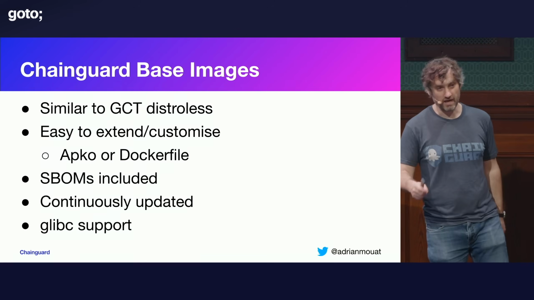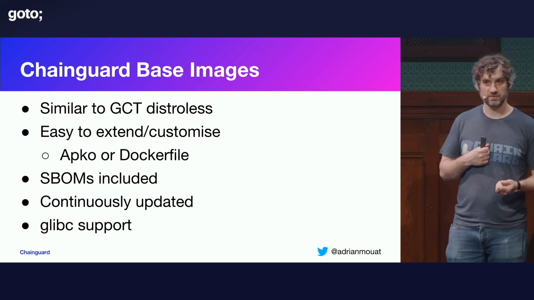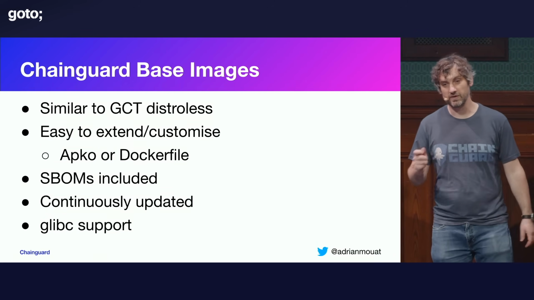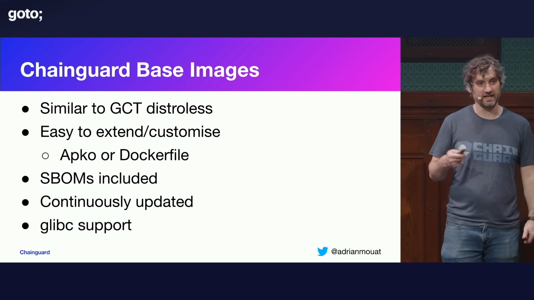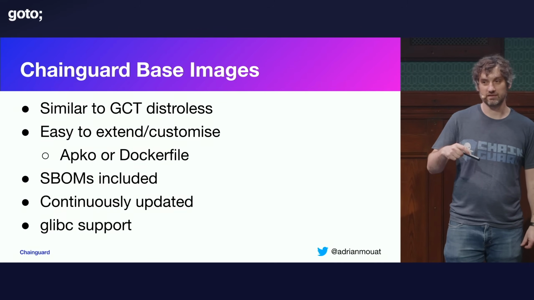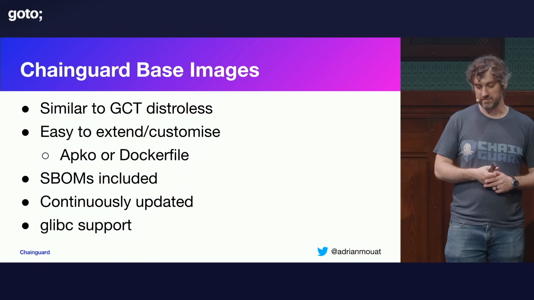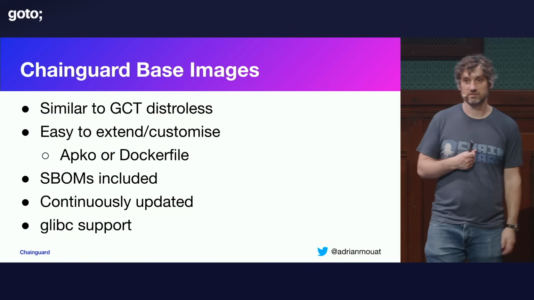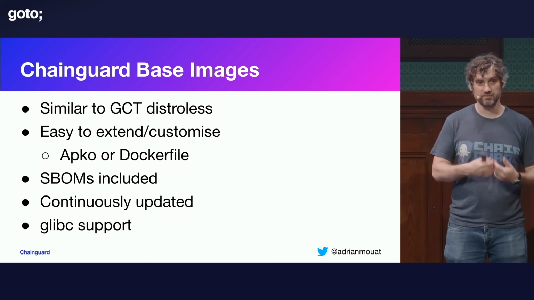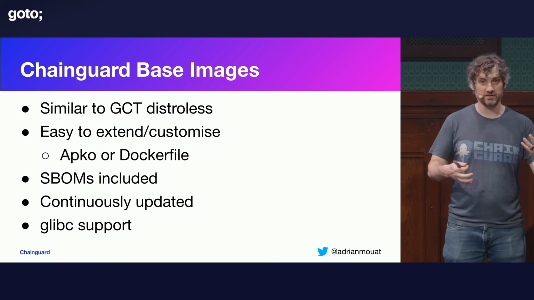You can use apko, which is our own build tool, to create new images, but you can also just use a Dockerfile. If you use a Dockerfile, you probably want to use the -dev variant, which will add in a shell and package manager to our images. We have SBOMs, which are pulled through from Wolfi, so you should get a complete analysis of all the software in the image.